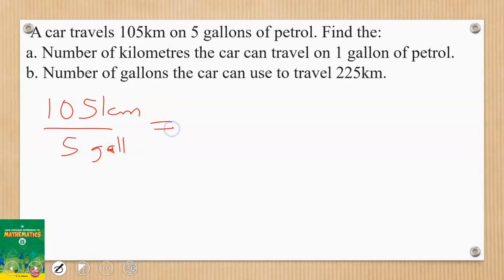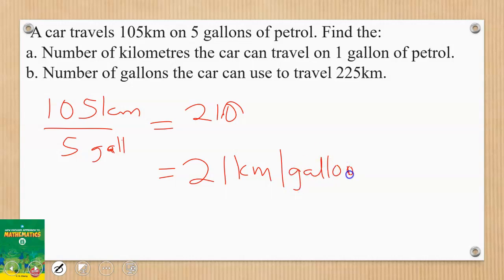When I do this simple division, 105 divided by 5, just double 105, and that's going to give you 210. The decimal point is moved backwards once, and that becomes 21. So the answer is 21 kilometers per gallon. That's what it means, per gallon. So the car can travel 21 kilometers per gallon. Now, if the car travels 225 kilometers and I want to know how many gallons it will consume, I'm just going to do 225 divided by 21.